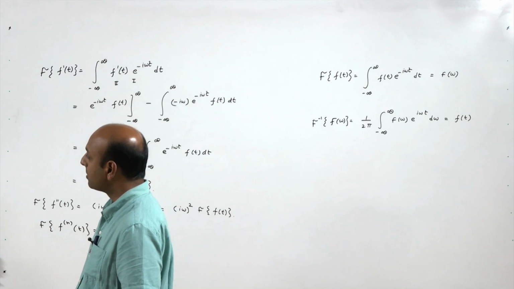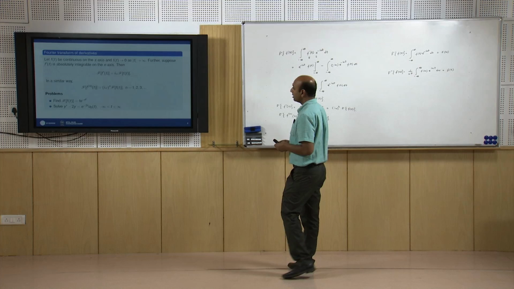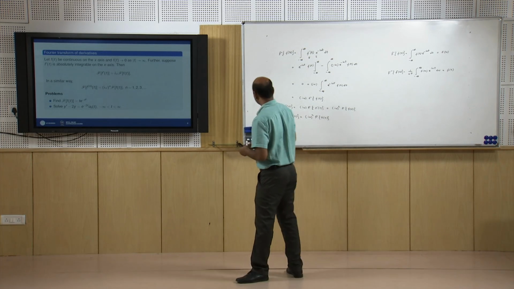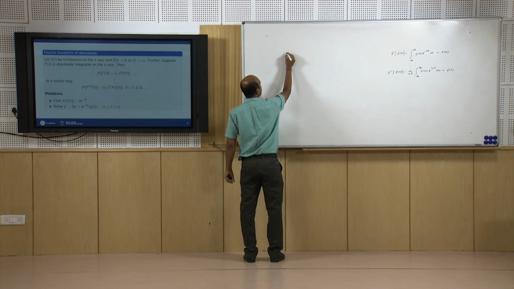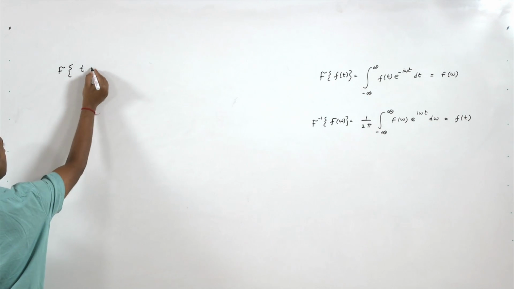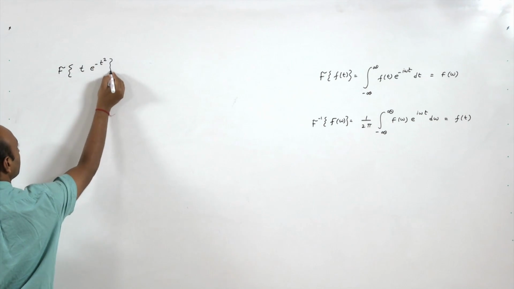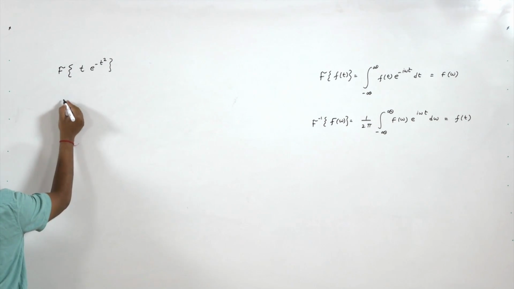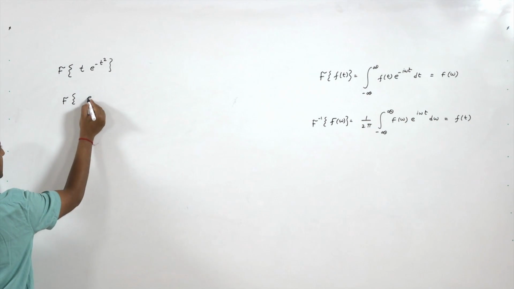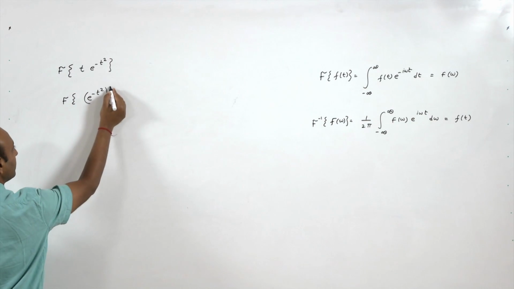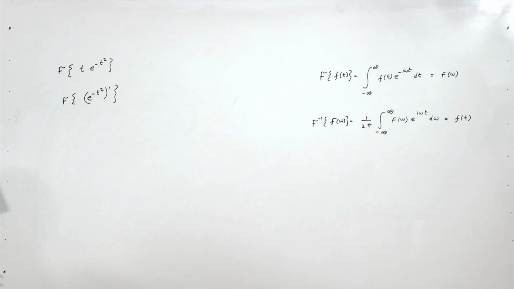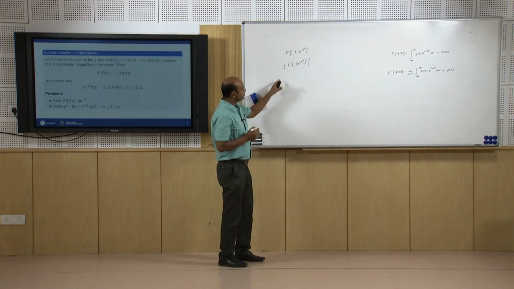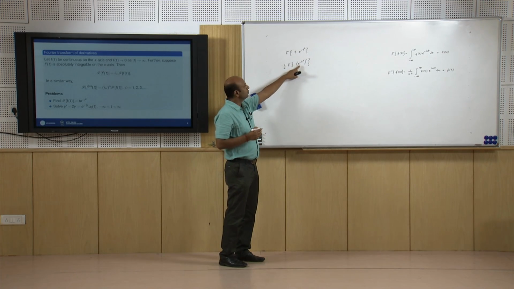Now, let us solve these two problems. Find the Fourier transform of f(t) where f(t) is equal to this. So, we have to find the Fourier transform of t e to the power minus t squared. Now, this is nothing but the Fourier transform of the derivative of e to the power minus t squared. Its derivative is nothing but minus 2t times this thing. You multiply and divide by this expression, and when you simplify this, you get back this expression.